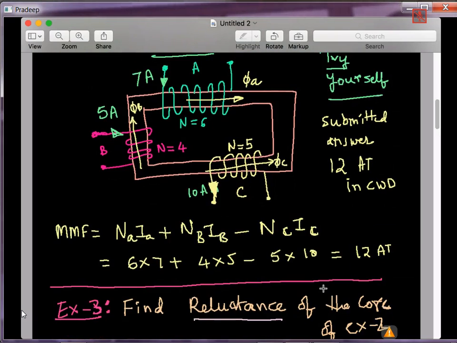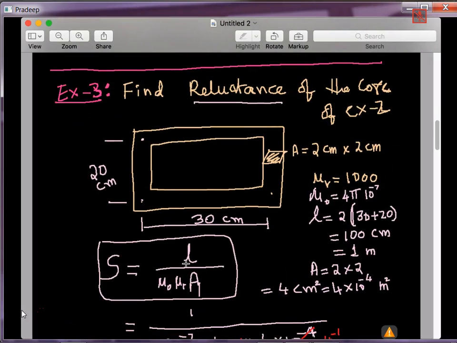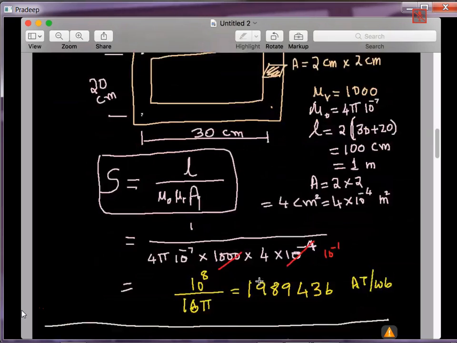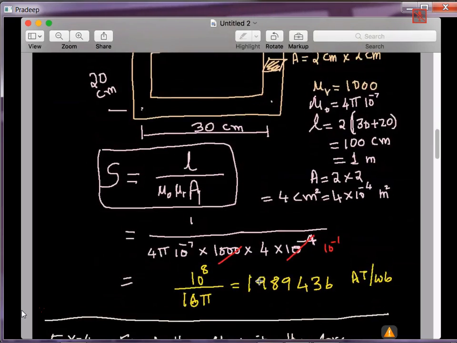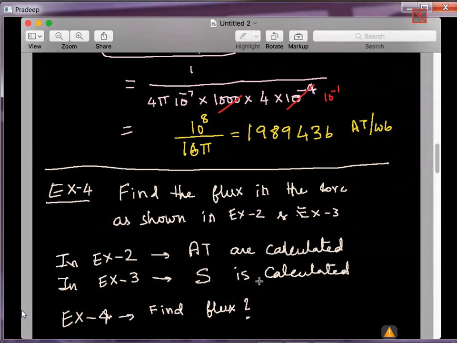Then we looked at example 3, that is finding the reluctance. The reluctance symbol is S, and it is given by l divided by mu naught mu r into A. Anyway, I will review all this briefly once again, and then moving forward, we have flux in the core.